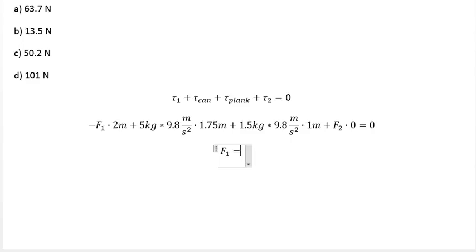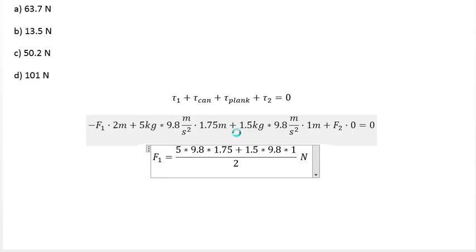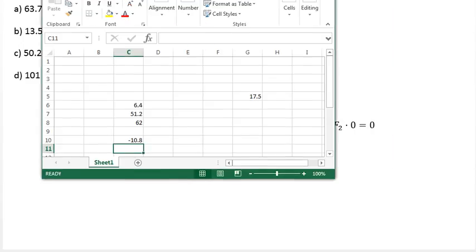That means F1 is going to equal, okay, I'm going to add F1 times 2 meters to both sides, and then divide by 2 meters. The units here: kilogram meters per second squared is a newton, so the units on all this are going to be newton meters, and then we divide by 2 meters. So this is 5 times 9.8 times 1.75 plus 1.5 times 9.8 times 1, all divided by 2. The units in the end are going to be newtons. So let's go over to Excel and calculate all of this.